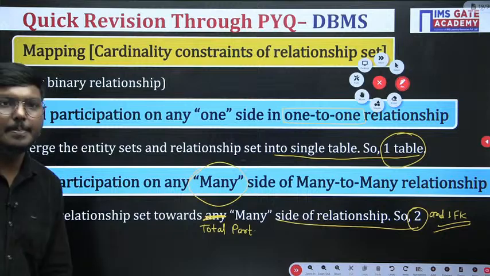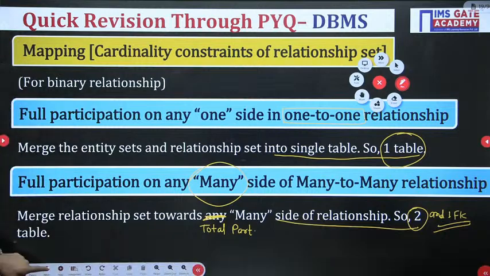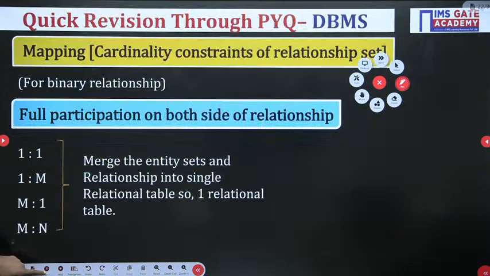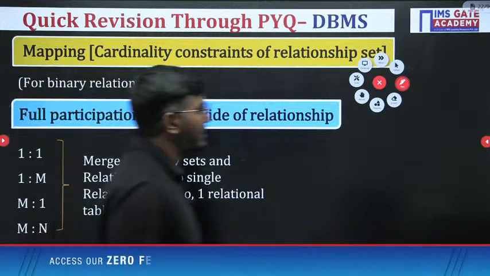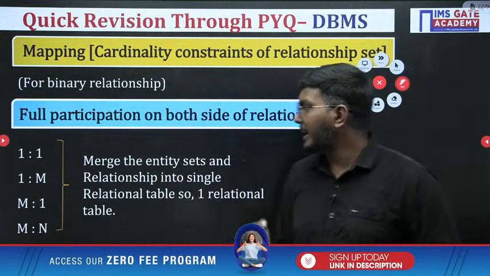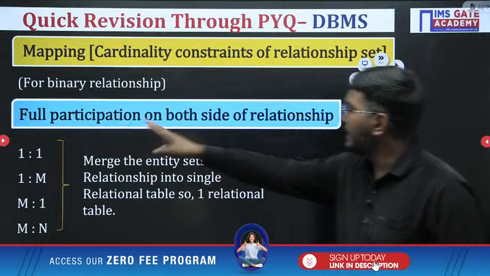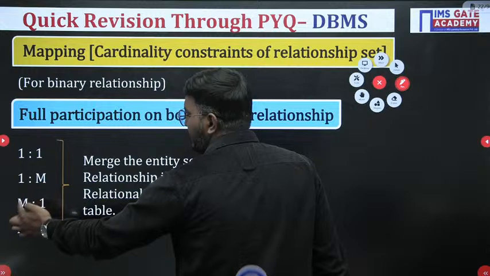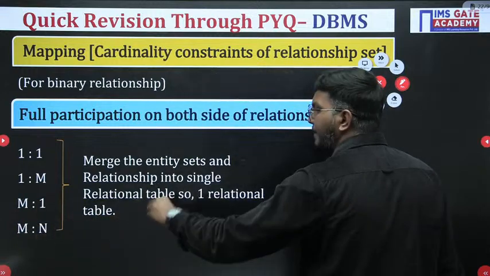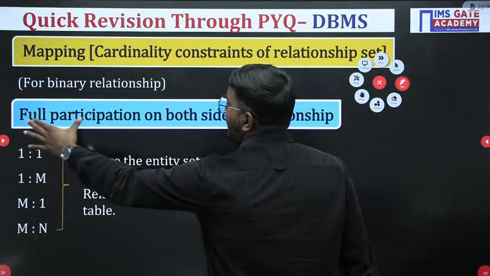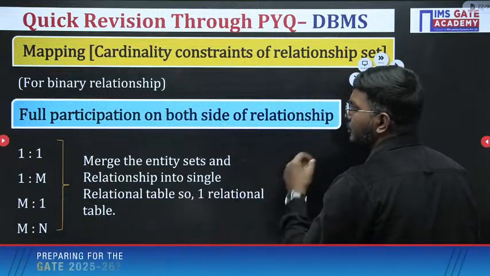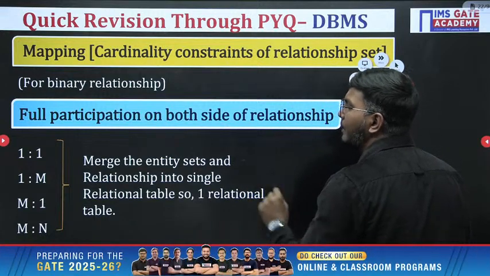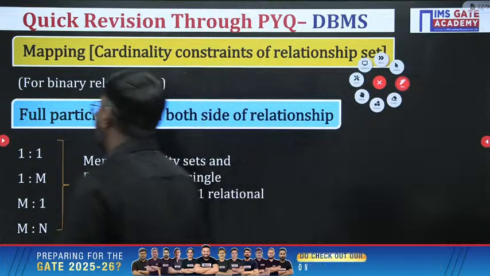Done. Fine. Now see here, next is the last variation. If the mapping is anything, either 1 to 1, 1 to many, many to 1, or many to many, and both sides have full participation, then it will have a single table.